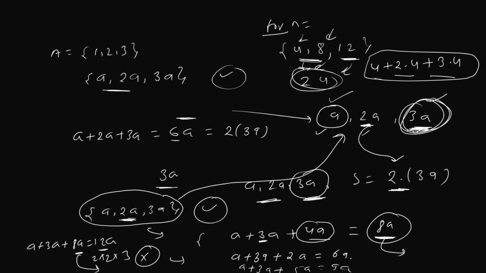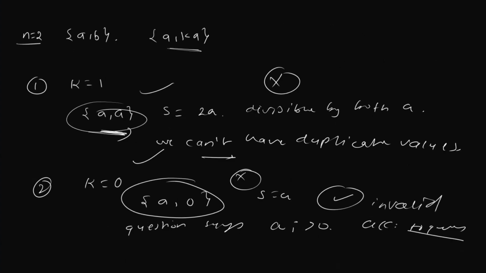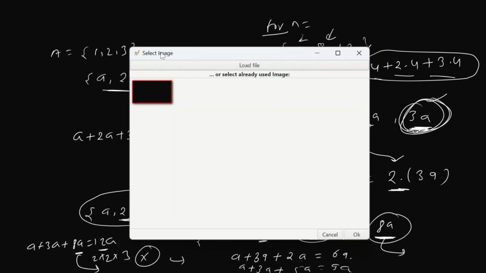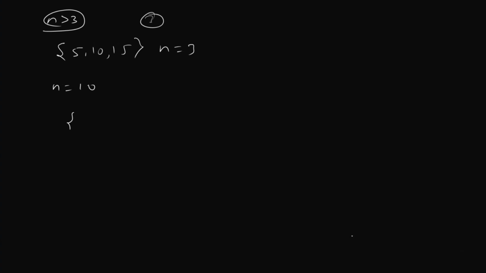Now, what will we do when we have n greater than 3? First build 3. You can start from anywhere. Suppose you thought about starting from, let's say, 5, 10, and 5 plus 10 is 15. So this is when n equals 3. Suppose n equals 10 and you were asked to build.